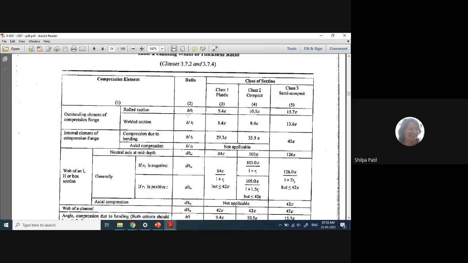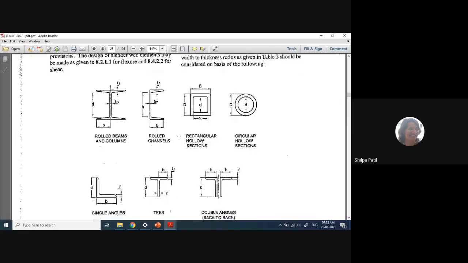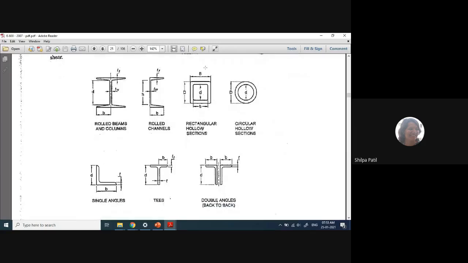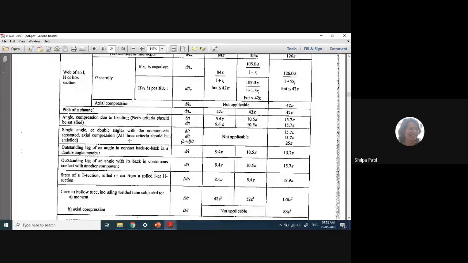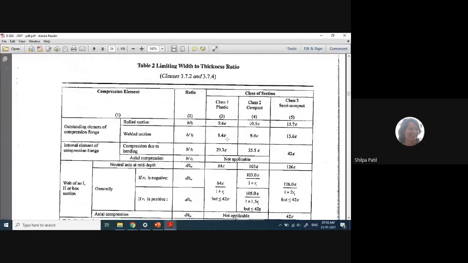The ratio is defined here. Now these notations, B by TF, D by TW, are given on the next page, page number 19, through these various diagrams. So whenever we refer to the table, we have to consider the diagrams also, and vice versa. When we refer to a diagram, we have to refer to the values from the table. Then the next column, column number 3, represents the limiting value for this ratio.